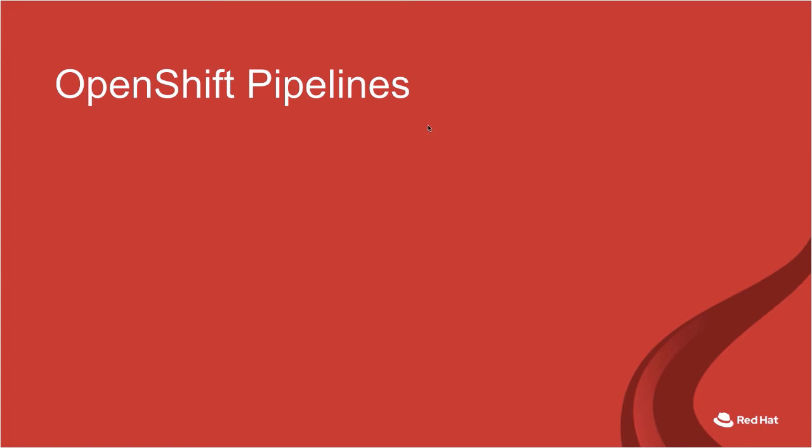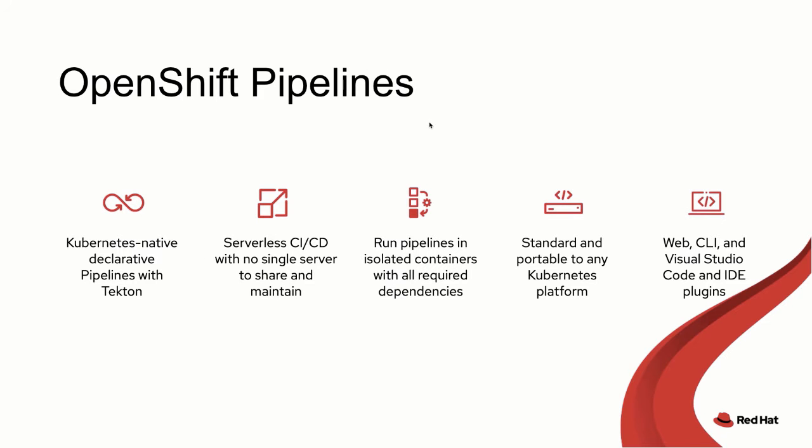Now we're going to take a little bit of a look at OpenShift Pipelines and what it adds on top of Tekton. OpenShift Pipelines gives us Kubernetes-native declarative pipelines that are built on top of Tekton. It gives us serverless CI/CD, so there's no single server to share and maintain. You can run your pipelines in isolated containers with all the required dependencies available. They're standard and portable to any Kubernetes platform.